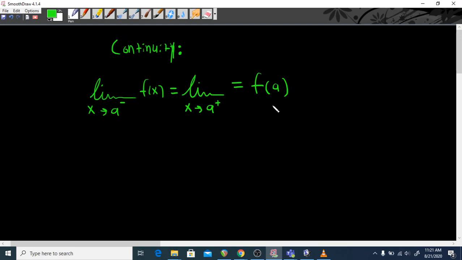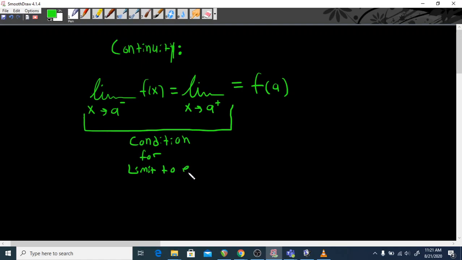Okay? And I want to talk about this for a moment. Let's remember that this condition by itself is the condition for a limit to exist. If the left and right hand limits are the same, then the limit exists and it's equal to whatever that number is that you're approaching. And it's possible to have a limit exist but still not be continuous, and we've highlighted this already.